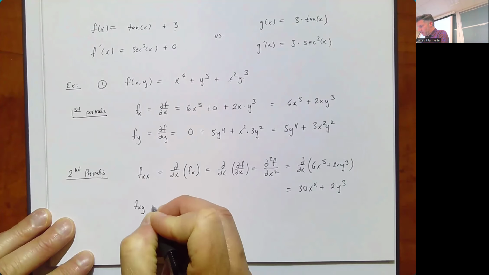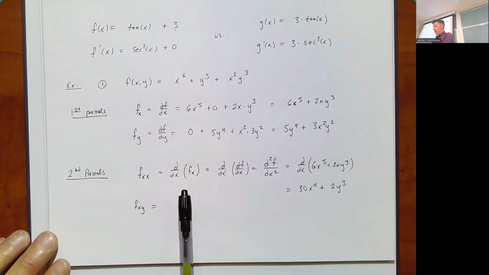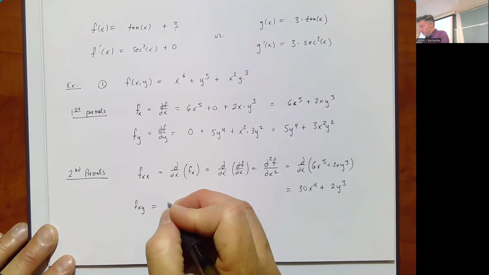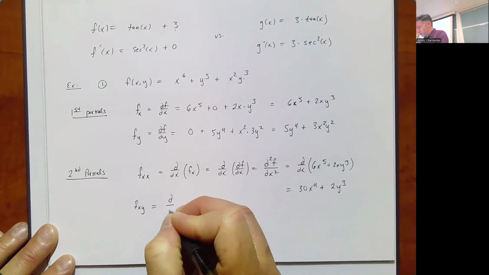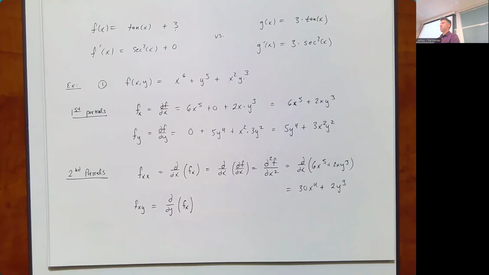fxy means first you do the derivative with respect to x, then with respect to y. But in the other type of notation, it means this. It means the derivative with respect to y of the partial with respect to x. So, right, this notation also means x first, right? We did the derivative with respect to x, and then after that, y.